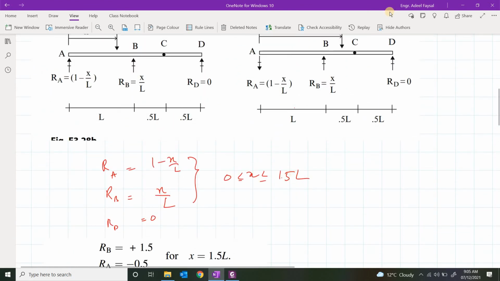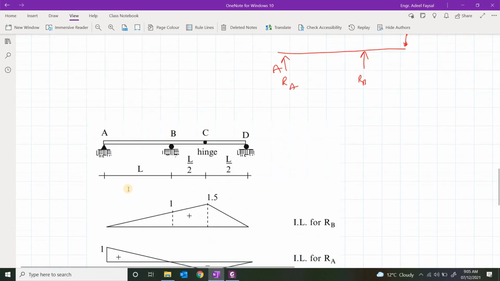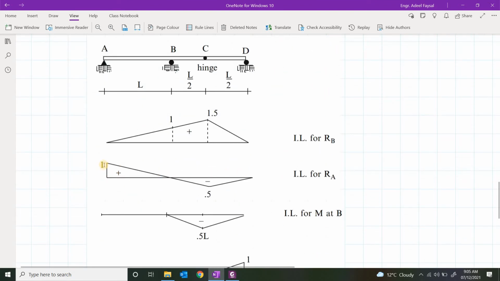So these are the expressions governing the values of the reactions RA and RB, and also RD, for this range of X. It means it's a straight line, so you just have to plot the extreme two values. I mean, you put X equal to 0 and the second time you put X equal to 1.5 L. So when you put X equal to 0 for RA, what is the answer? 1. It means for RA, this ordinate should be 1.